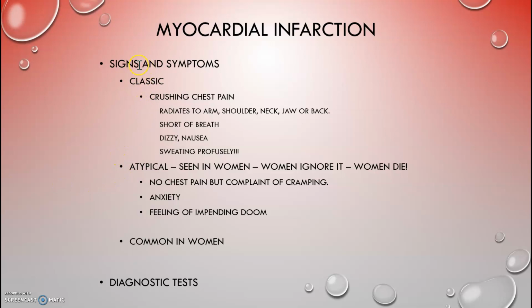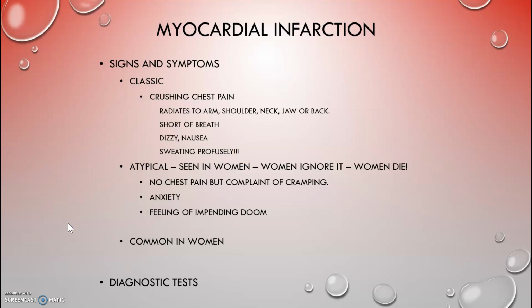Someone comes into the ER, or they don't have to be in the ER. They could be your nursing home patient. And they all of a sudden have crushing chest pain. Classic symptoms: it radiates down their arm, their shoulder, their neck, their jaw, their back, shortness of breath, dizziness and nausea, and sweating profusely. And I mean like totally sweating.